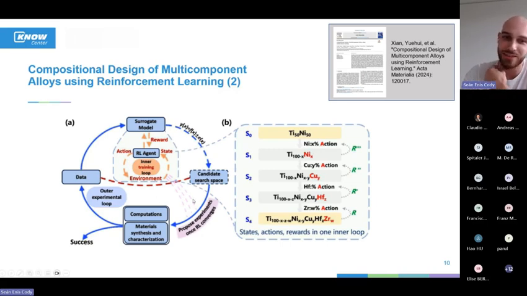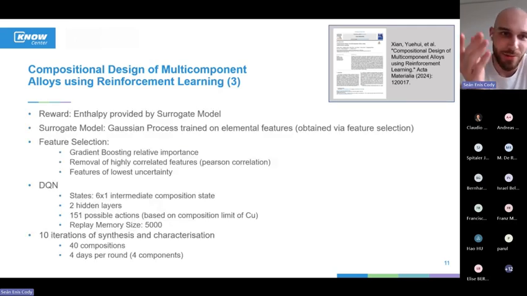And once the algorithm converges and no better rewards are gained by the reinforcement learning agent, that's when they go to the outer loop and refine the surrogate model by looking at which compositions the reinforcement learning agent suggested once it converged. They take these and perform material synthesis and characterization in the laboratory, feed this data back into the surrogate model, retrain it, and perform the inner loop again with the reinforcement learning agent.